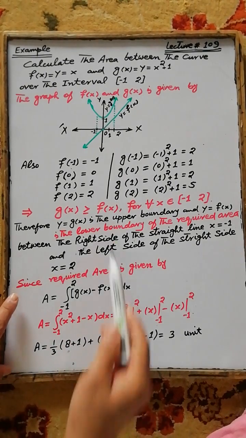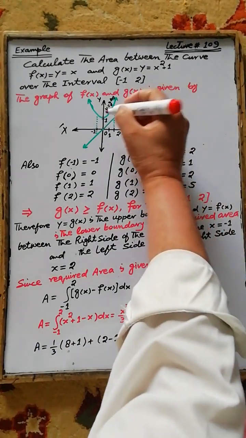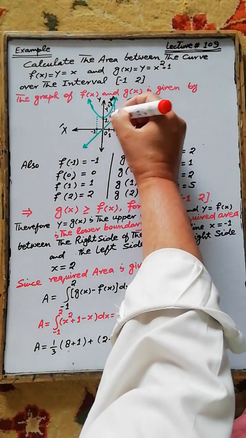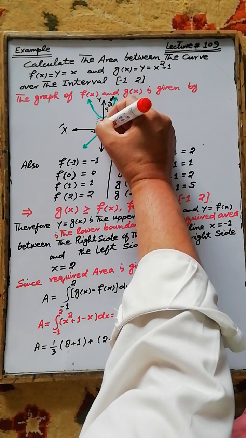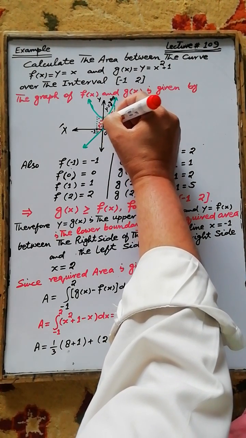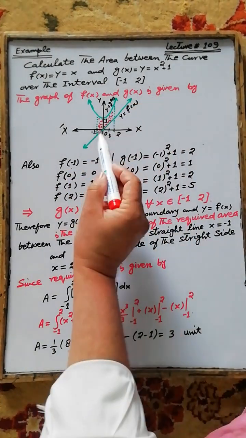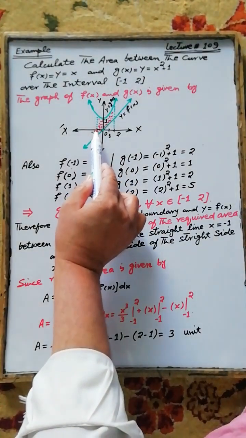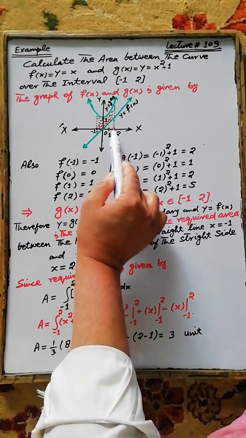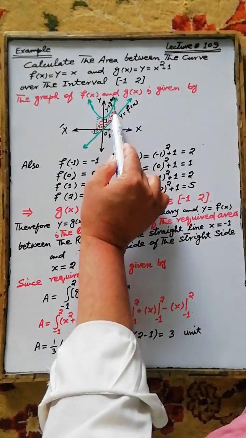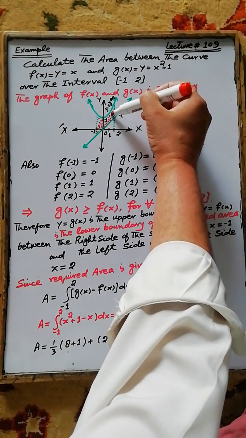Since the required area is this, this is the required area: the area between y = g(x) and above y = f(x), to the right of the straight line x = -1, and to the left of the straight line x = 2.